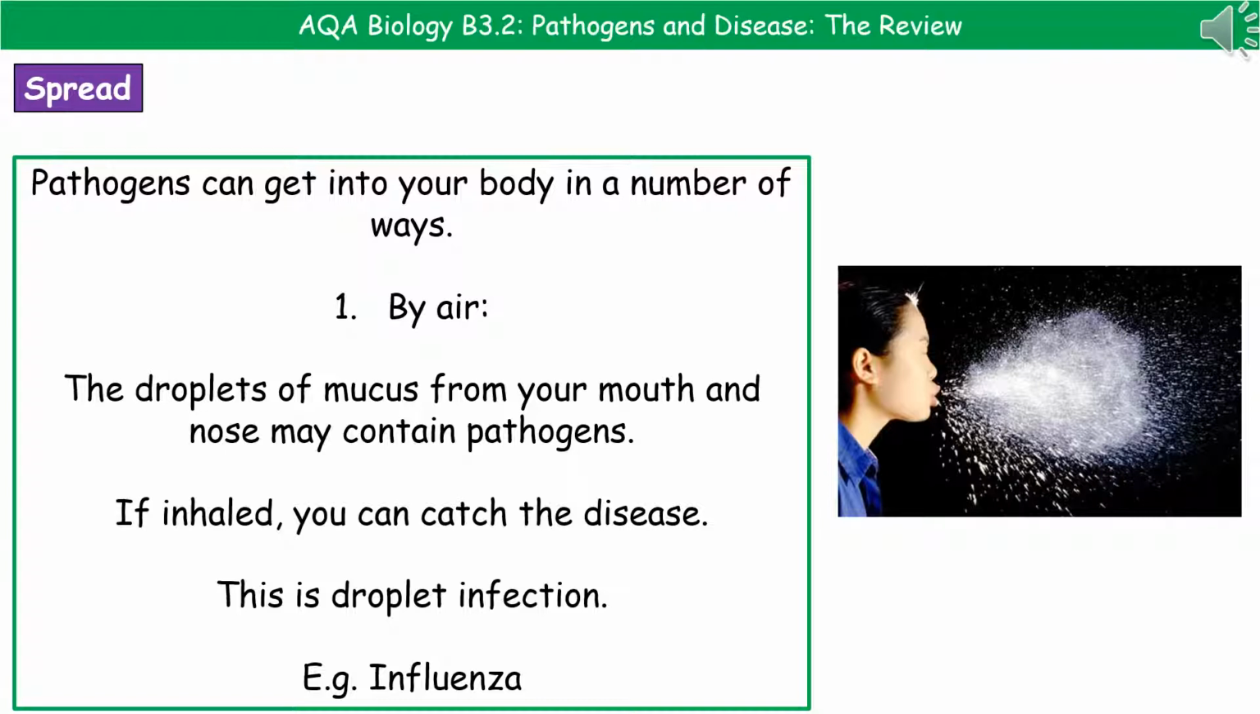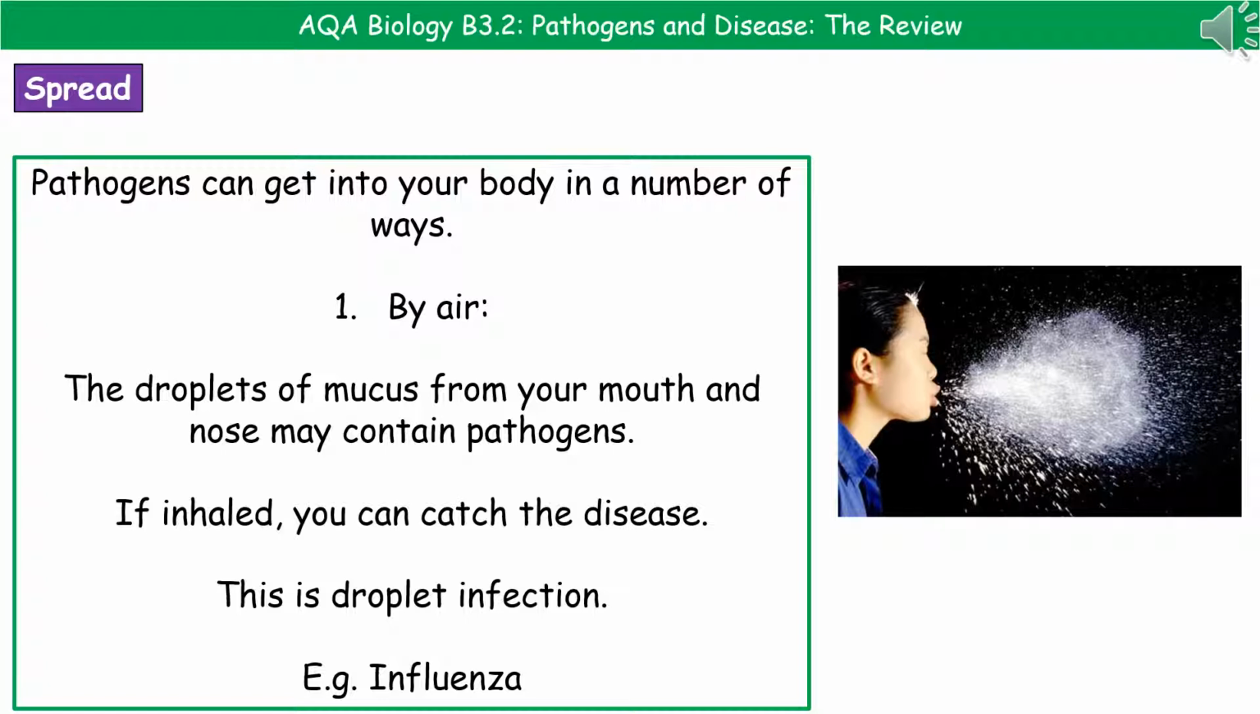What we need to consider now is how these pathogens are actually going to get into your body. And there are 3 key ways that they can do this. The first one is by travelling through the air. And the way that they're going to do this is in something called droplet infection.